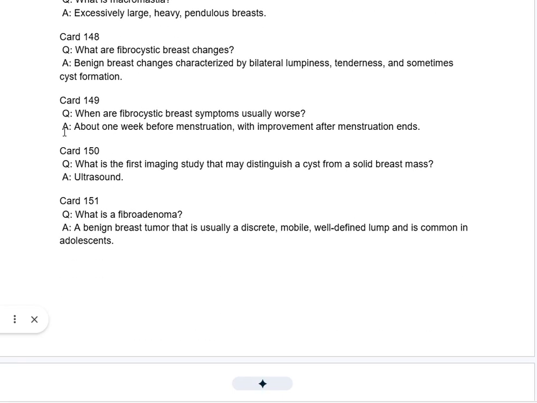Card 149. Q. When are fibrocystic breast symptoms usually worse? A. About 1 week before menstruation, with improvement after menstruation ends. Card 150. Q. What is the first imaging study that may distinguish a cyst from a solid breast mass? A. Ultrasound. Card 151. Q. What is a fibroadenoma? A. A benign breast tumor that is usually a discrete, mobile, well-defined lump and is common in adolescence.